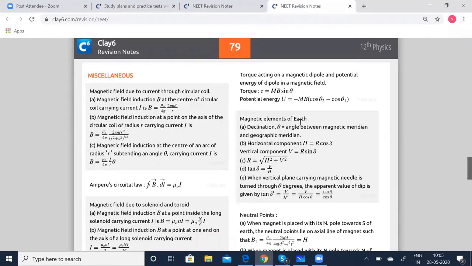Magnetic elements of Earth. Now you all know that Earth is supposed to be a big magnet because it has got the force of attraction. So now we can consider the Earth.